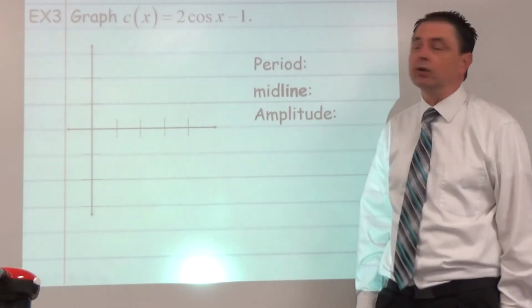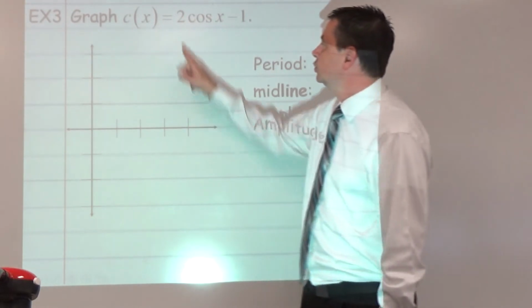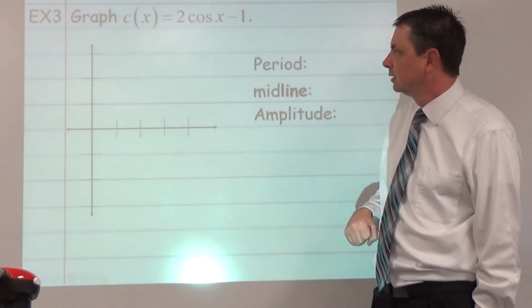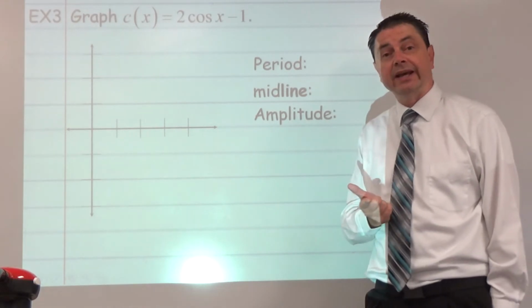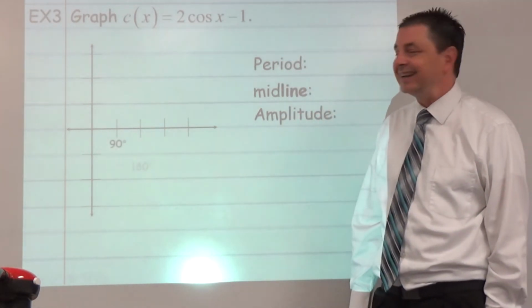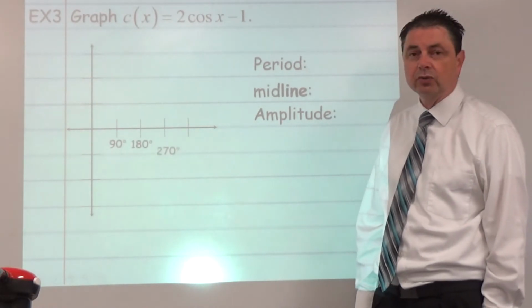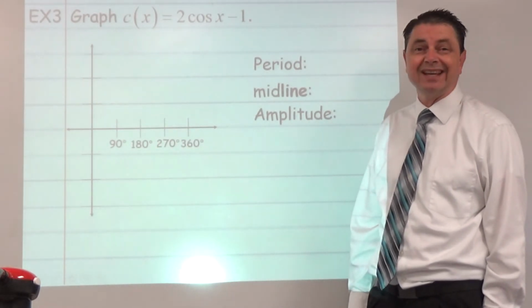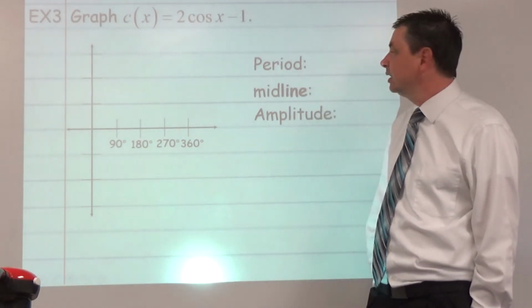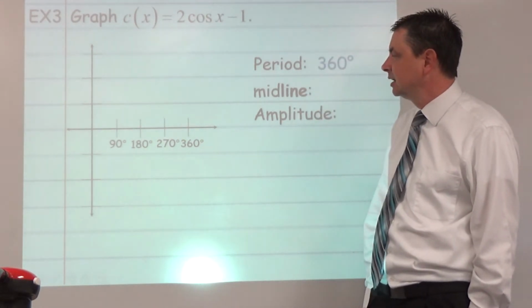Example number 3, graph c of x is equal to 2 times the cosine of x minus 1. Let's set our scale. 90 degrees, 180 degrees. These are our quadrant angles. We know what the period is going to be, 360 degrees.